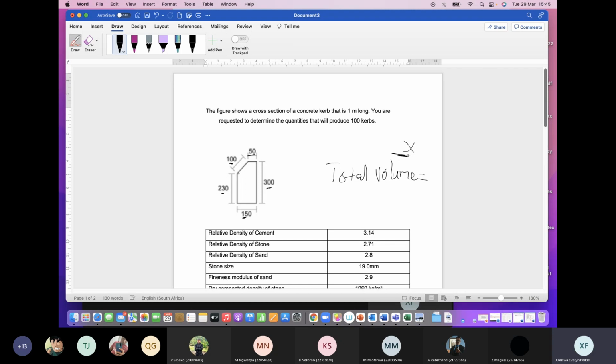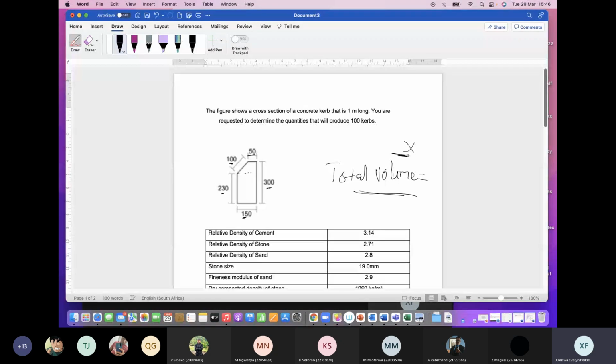You can just cut it into different sections and then determine the area. That's one thing that you need to do. Once you get the area, you multiply that by the whole length to get the volume. Once you get the volume, you times that by the 100, because you need 100 cabs, but not 1.